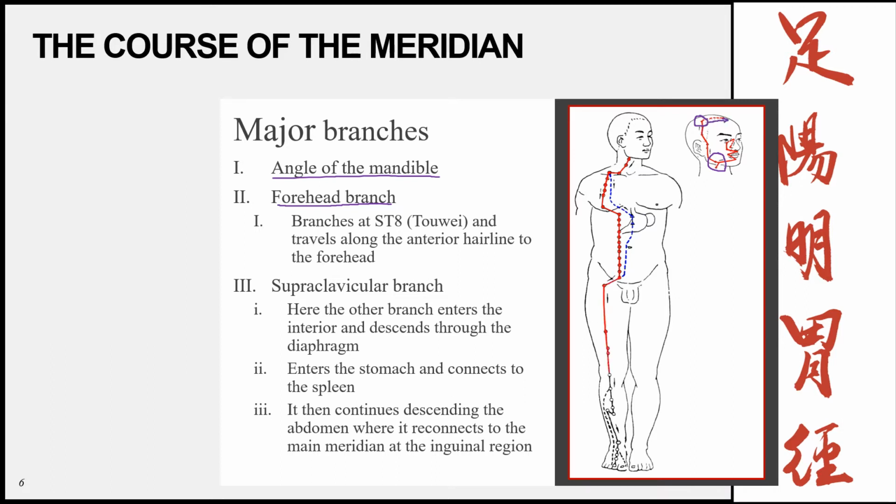And then the third branch is the supraclavicular branch, which occurs over here. We also mentioned this earlier, and this is the interior portion, which is shown with a blue dotted line. Here it enters interiorly and connects to the stomach over here, and the spleen, the associated organ to this meridian. And then it continues descending from the upper abdomen to the lower abdomen, where it connects back to the main meridian in the inguinal region, which is this region here.